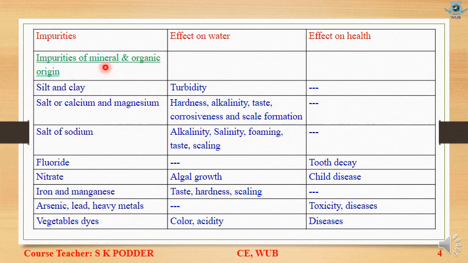Now, impurities of mineral and organic origin: silt and clay, salt or calcium, magnesium, salt, sodium, fluoride, nitrate, iron, manganese, arsenic, lead, heavy metals, vegetable dyes, etc. And there are a lot of effects on water and health. You can easily find it out by reading. You can understand it easily.